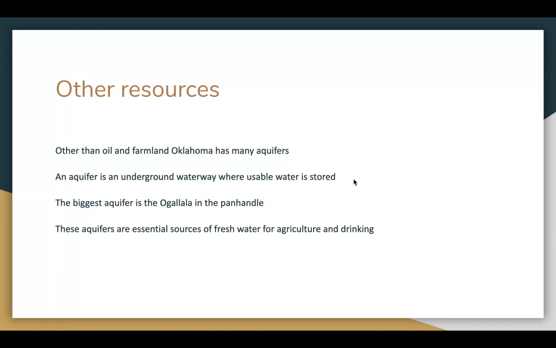The biggest aquifer is the Ogallala aquifer, located in the Panhandle. And these aquifers are essential resources of fresh drinking water, not only for humans, but also for plants and agriculture. And that's why, again, remember that the state of Oklahoma is located in the southern plains. We have good farmland north and east of here because we are a part of the Great Plains. And one of the reasons why we are so good at farming in Oklahoma is because we have these gigantic aquifers where we don't need to use a ton of irrigation because we have this natural resource underneath us.